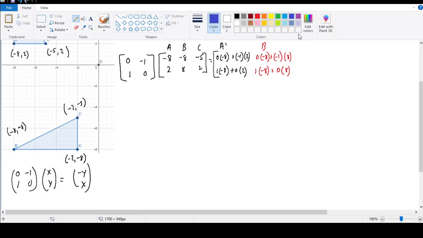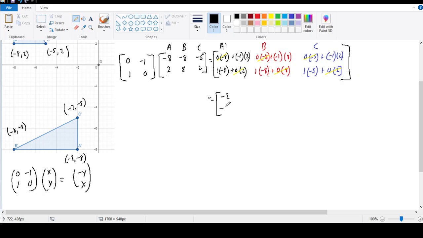Then C, I put it here. Row times column, that is going to give us 0 times -5 plus -1 times 2, and then row times column, that is going to give us 1 times -5 plus 0 times 2, and there we close it off. And so anything that is being multiplied by 0 is always 0, so we can scratch this out from our equation. And so we are left with -1 times 2, that will give us -2.